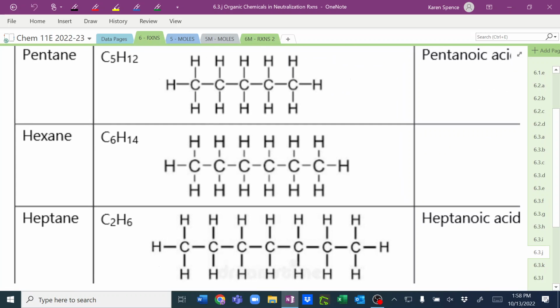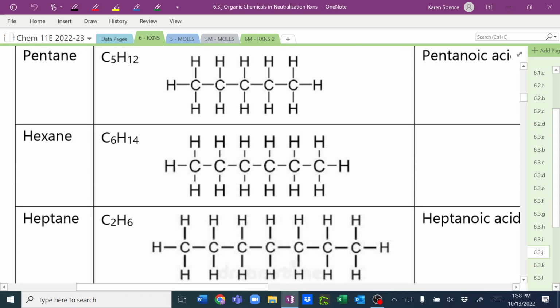So I have obviously made a mistake down here at heptane. This should not be C2H6. It should be C7H16. Okay.